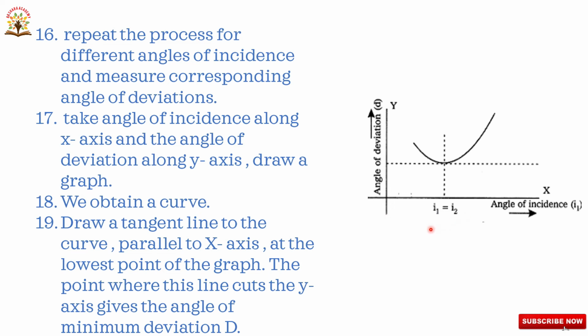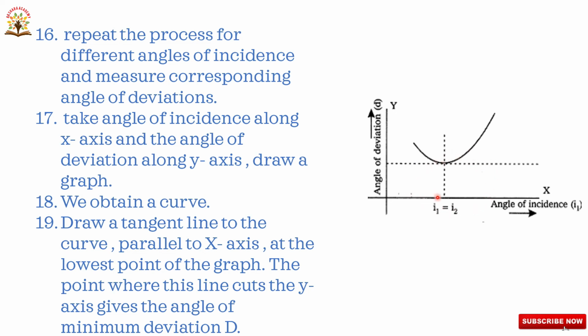We are taking the angle of incidence on the x-axis and the angle of deviation on the y-axis. The behavior of the graph is a curve. Now we are drawing the tangent. Draw a tangent line to the curve parallel to the x-axis at the lowest point of the graph. The point where this line cuts the y-axis gives the angle of minimum deviation.